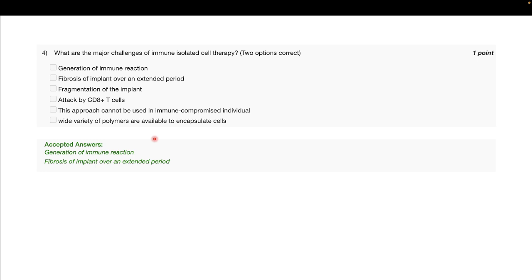In that process, they can launch an immune reaction. So that is one major challenge. Next is fibrosis of implant over an extended period.